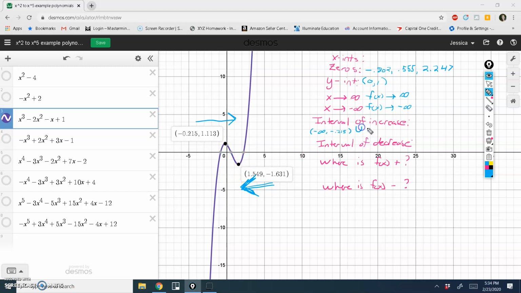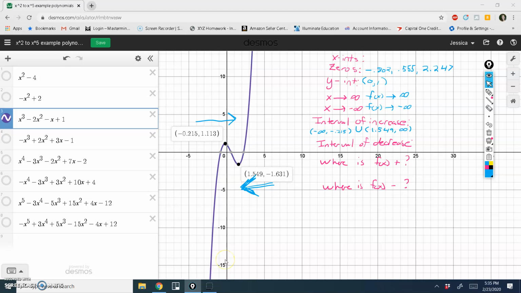So union 1.549, comma, and then from here it looks like we increase all the way to infinity. And remember, the intervals, we always care about the x-axis. Okay, so we have that. Okay, that's the interval of increasing.